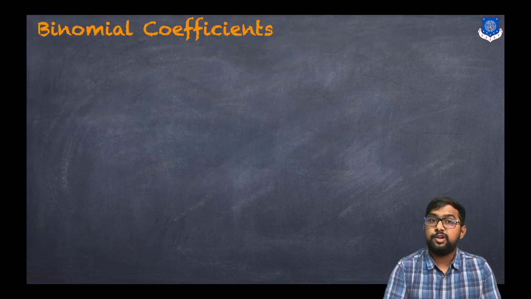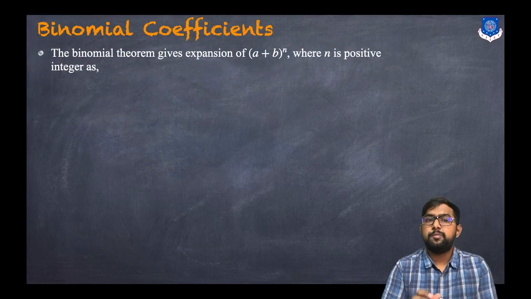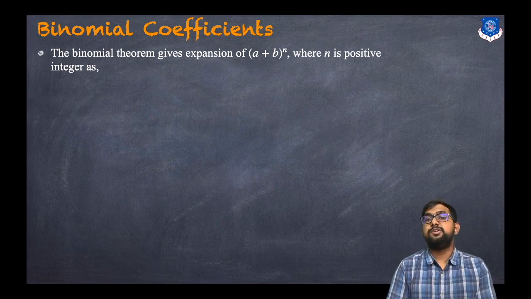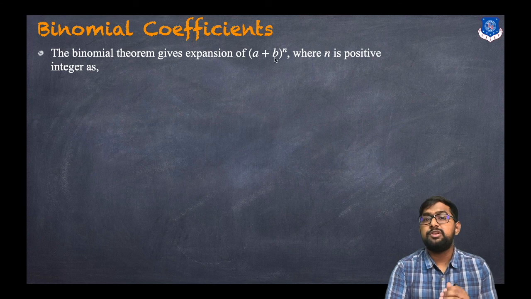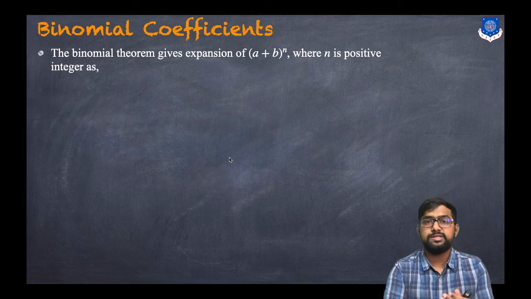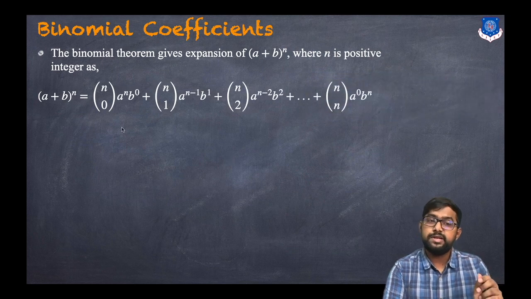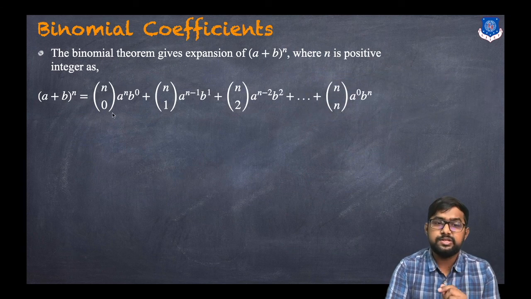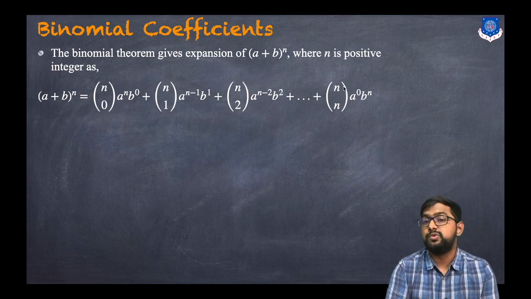Let us discuss binomial coefficients. The binomial theorem, we know what a binomial theorem is. The binomial theorem gives the expansion of (a plus b) raised to n, where n is a positive integer. So (a plus b)^n equals nC0 a^n b^0 plus nC1 a^(n minus 1) b^1 plus nC2 a^(n minus 2) b^2 up to nCn a^0 b^n.